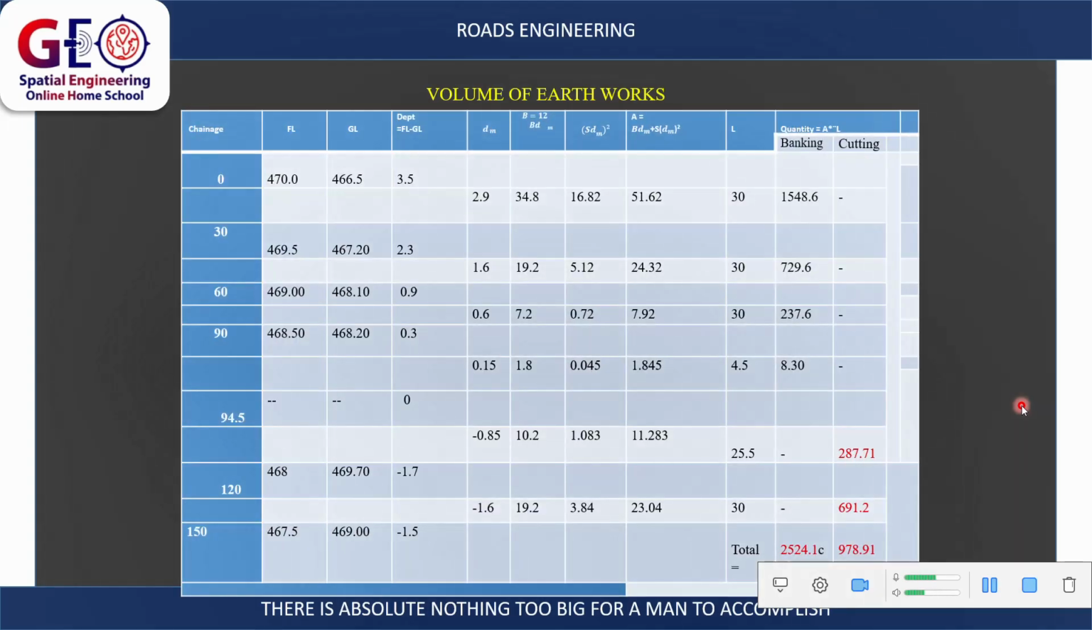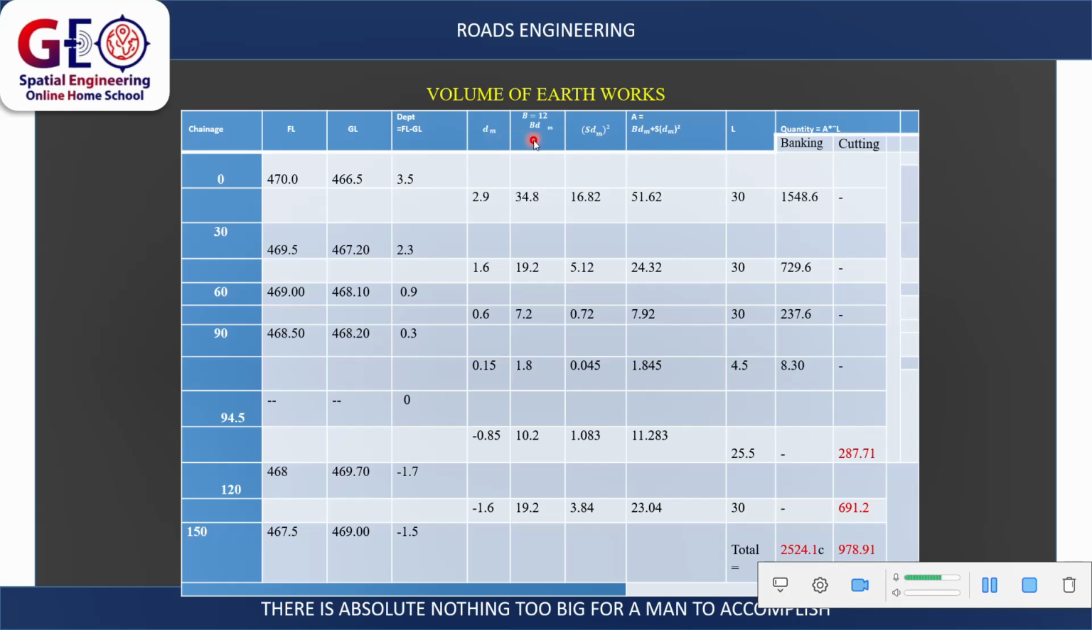Good. And calculating the volume of earthwork is usually done using a table. This is by the mid-sectional method. If you look here, we have on the table the chainage, the FL, the GL, the depth of cutting, then we have the GM. The GM is the mid height of depth between two chainage points.